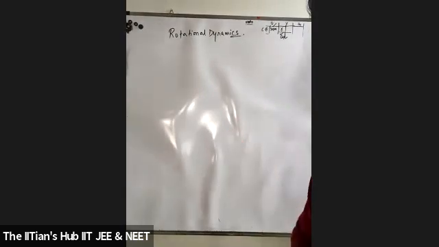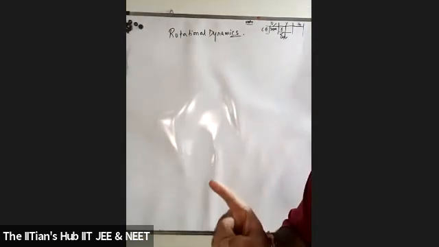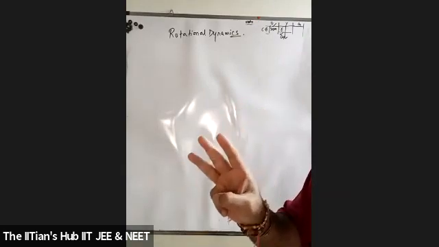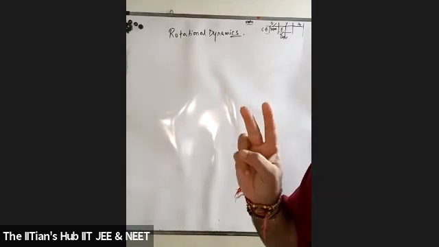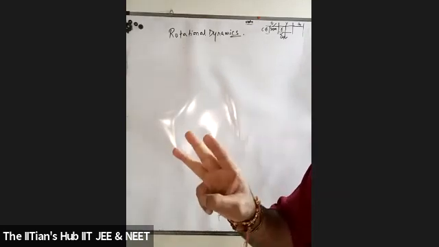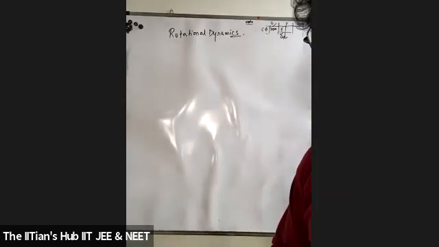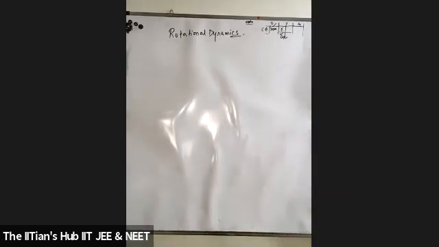Friends, did you get the question? In order to understand rotational motion of a body, I give you three objects: elastic, plastic, and rigid. Which body will you consider in order to understand the concept of rotational motion? Absolutely, you got it correct: rigid body.